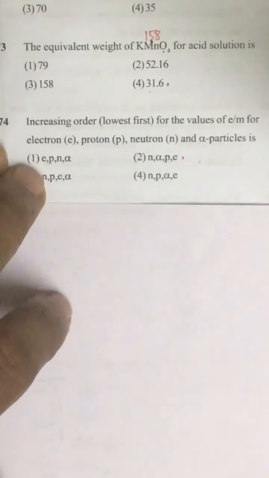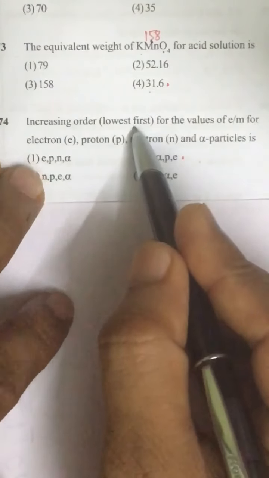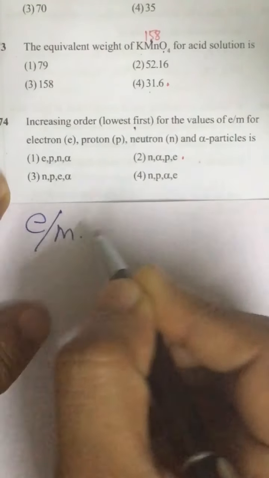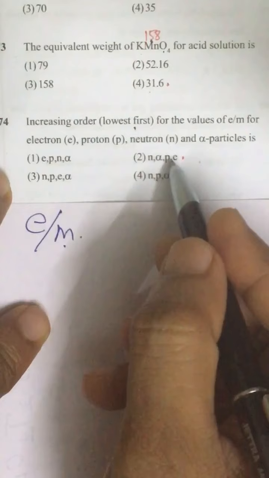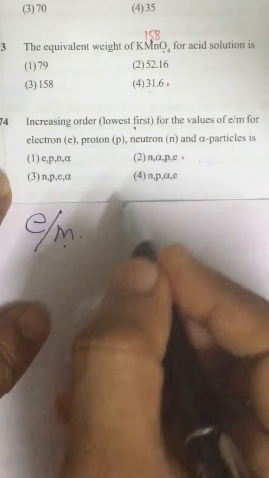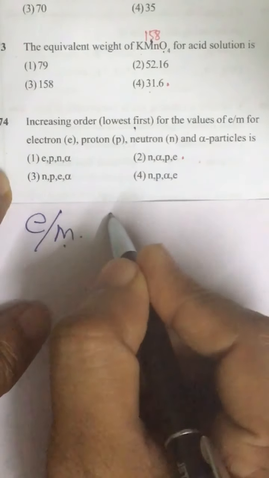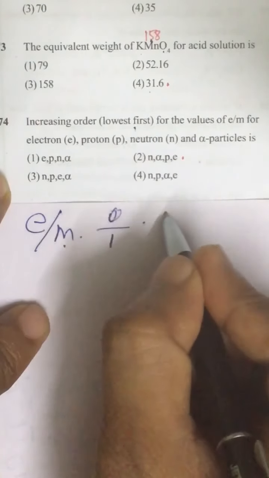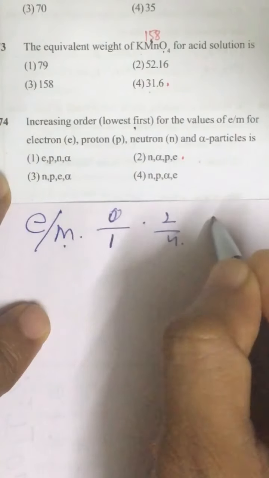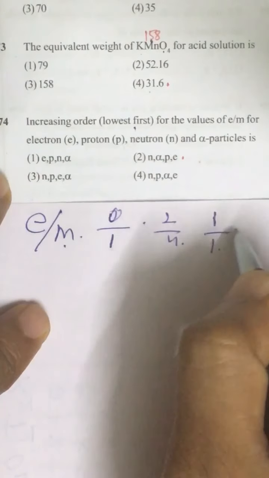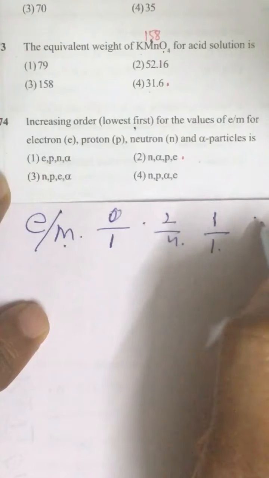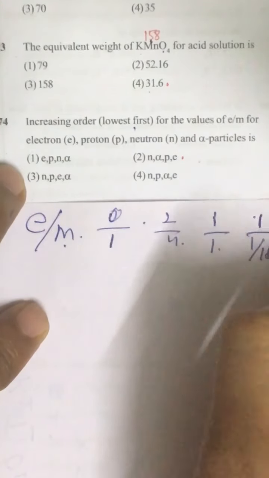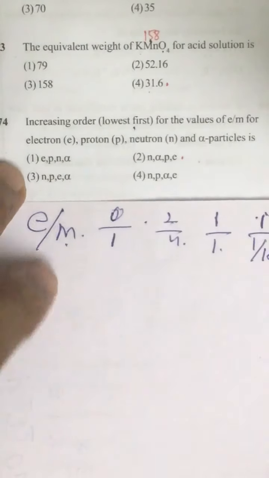Question number 74. Increasing order of value of e by m. We have to find out e by m, so charge upon mass. So the correct answer is this. In neutron, the charge is 0, divided by mass is 1. Then it is 2 by 4 for alpha. Then for proton it is 1 by 1. And for electron it is 1 upon 1840 approximately. So highest is for electron.